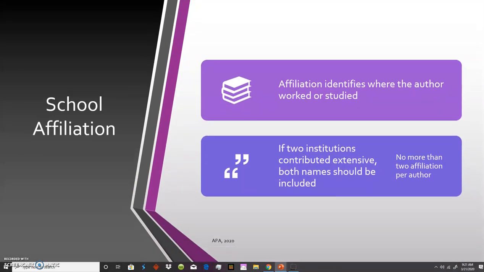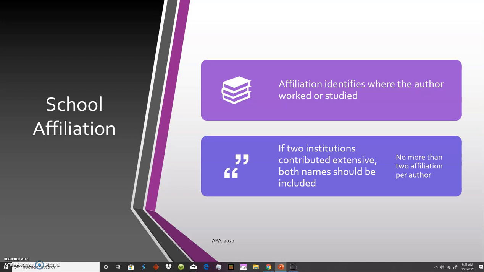Okay. Now, school affiliation. This is for students when you're writing your paper and you have the title, the author's name, then we have the school affiliation. The affiliation identifies where the author worked or where they study. If it's for publication, and it's a school, then they'll put their school. If it's for a student, then the same remains. They'll put the name of the school.